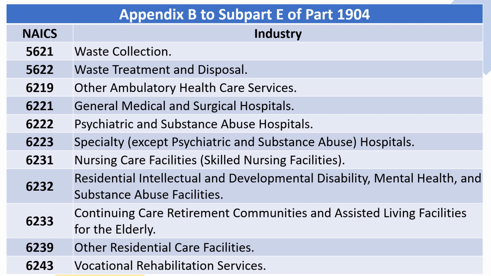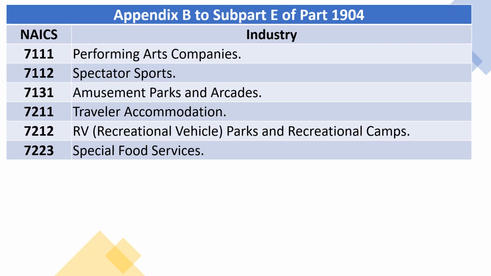6243. Vocational rehabilitation services. 7111. Performing arts companies. 7112. Spectator sports. 7131. Amusement parks and arcades. 7211. Traveler accommodation. 7212. RV, recreational vehicle, parks and recreational camps. 7223. Special food services.